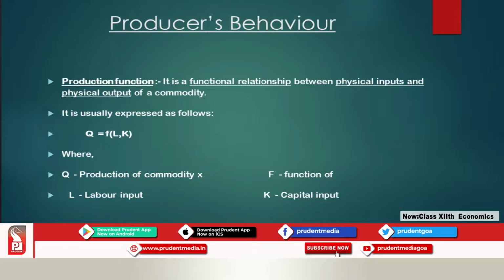Now below here you can see the formula for the production function. Here we have Q, the quantity or production of commodity X, which is a function of L, the labor input, and K, the capital input. So we are considering the two main factors, labor and capital. If we want commodity X, labor and capital will work together and they will be able to produce commodity X.